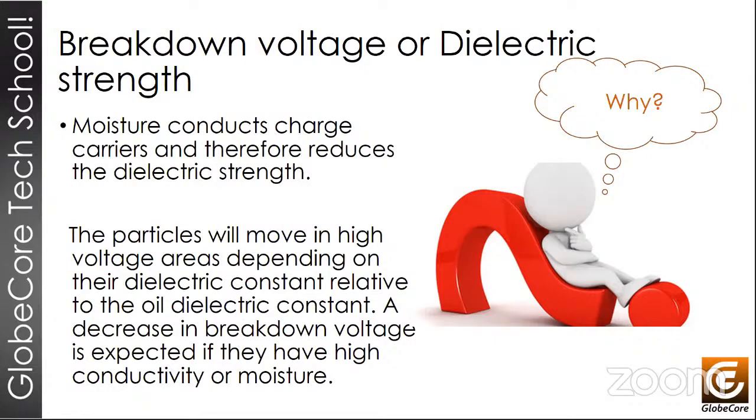Particles will move in areas of high voltage depending on their permittivity in relation to that of the oil. So a decrease in breakdown voltage is expected if they're highly conductive or humid. So this is the influence of humidity and acidity. And in a bit, we're going to talk about the measuring equipment. Next slide, please.